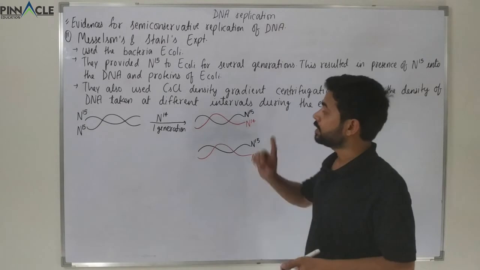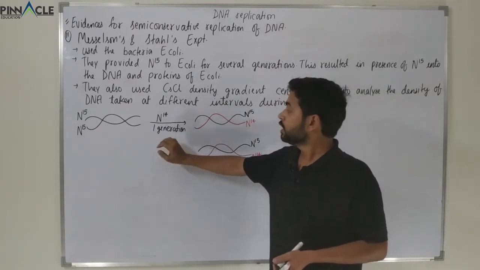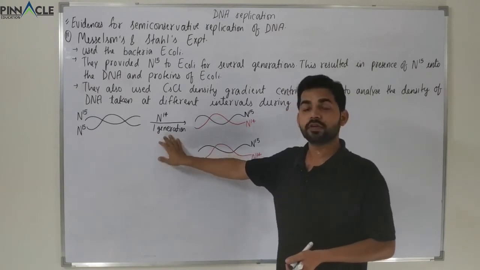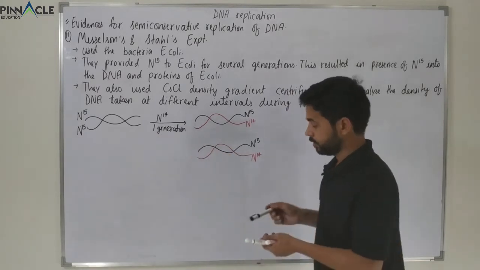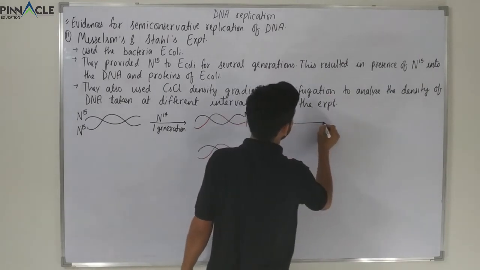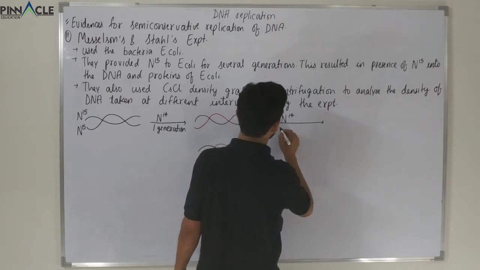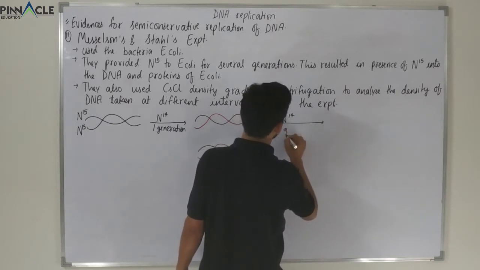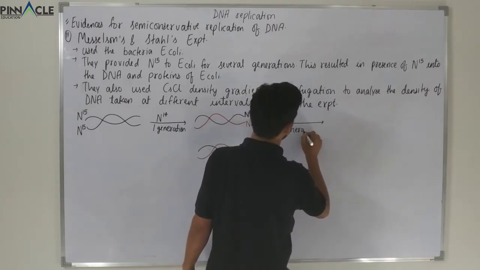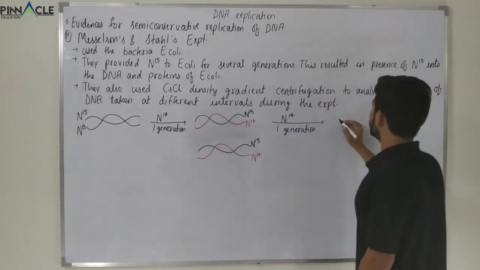So one generation in this E. coli is approximately 20 minutes. So instead of one generation, we could also write 20 minutes over here. And again one generation. So we can extend it further over here.